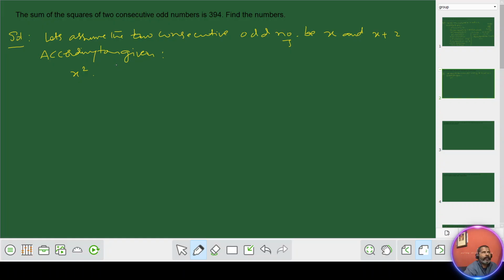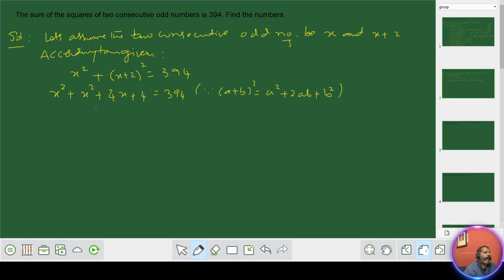Some syncing problem with the tab. Just bear with me. (x plus 2) whole square is 394. It's similar to the previous question. Okay, so we just expand it by (a plus b) whole square, that is x square plus 4x plus 4 equal to 394. Write a reason: (a plus b) whole square is equal to a square plus 2ab plus b square.